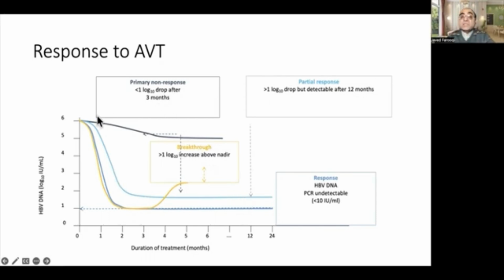This is the non-response, where there is no drop, and this is the breakthrough, when there was a drop and then it rose up. So this is the definition. This is the primary non-response. This is the breakthrough. Yellow is the breakthrough. This is the response, and this is the partial non-response.